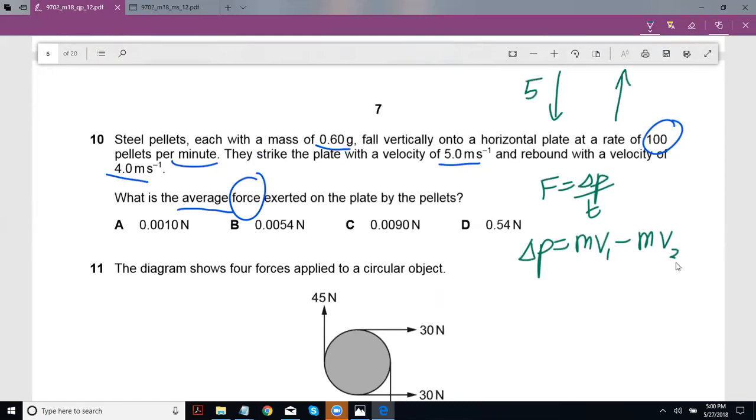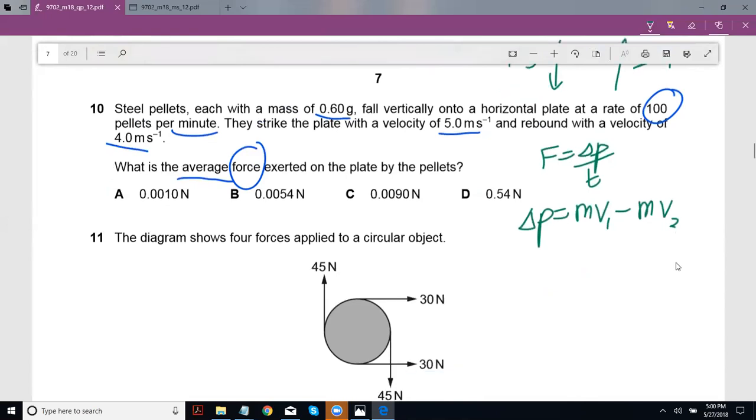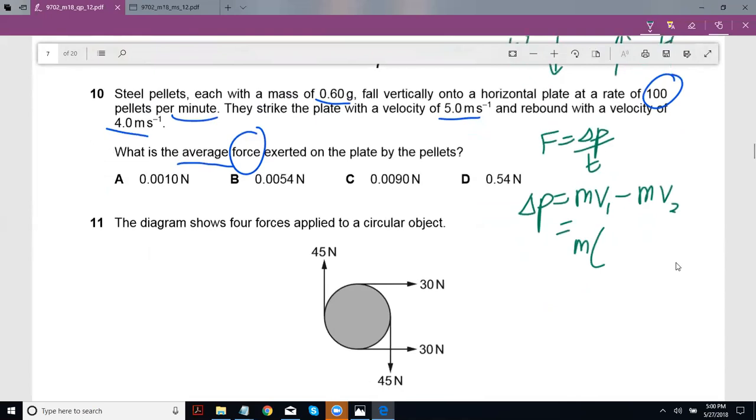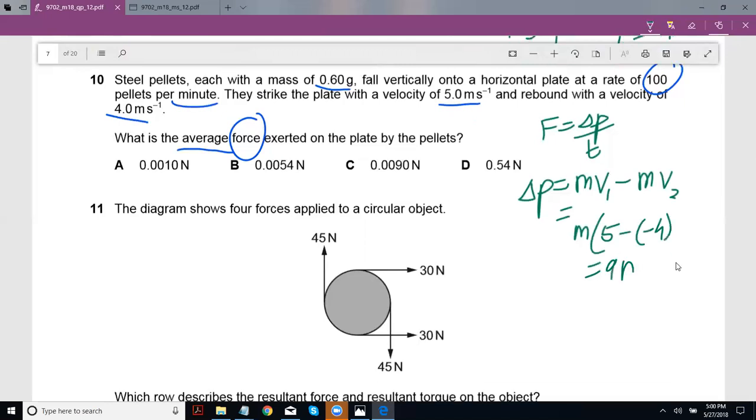Now this is something that a lot of people mess up. If v1 is 5, you've taken the downward direction to be positive, which means the upward direction has to be negative because it's in the opposite direction. So this is -4. Taking mass as constant, this is now 5 minus -4, which means it adds, so it's 9m. A lot of people just subtract this for some strange reason. So it's 9 into m, which is 0.6 grams.